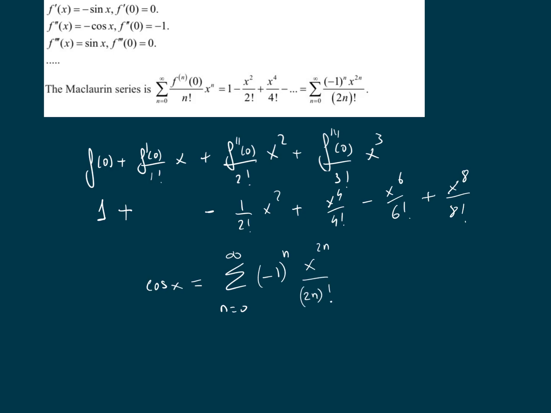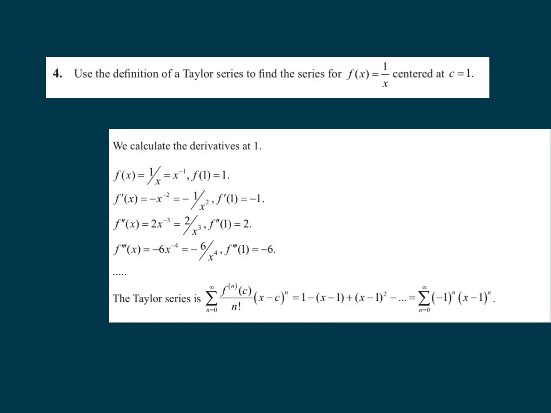You can check, plugging different values for n, that you will find 1 minus 1/2 x squared plus 1/4 factorial x to the 4th minus 1/6 factorial, etc. So this is the power series for the problem. Let's go to the next problem.